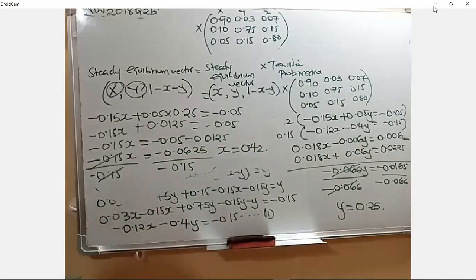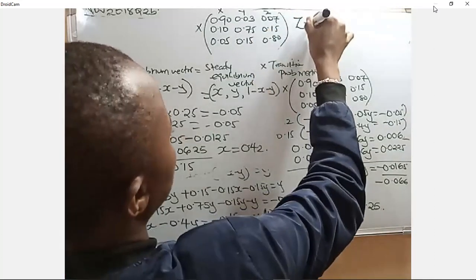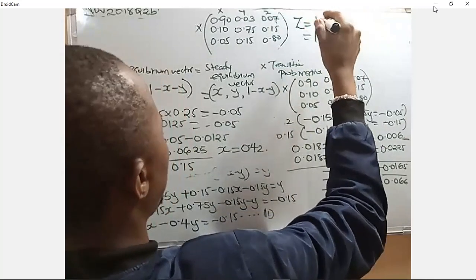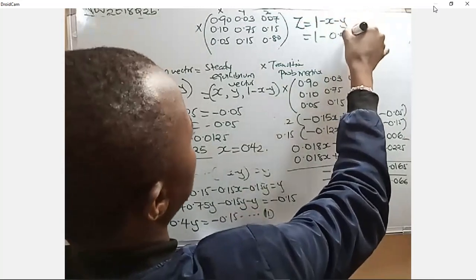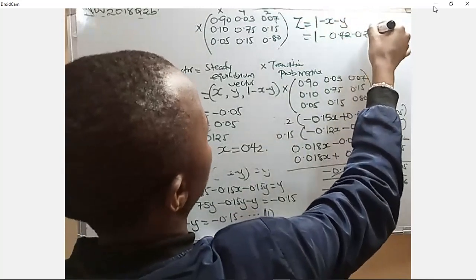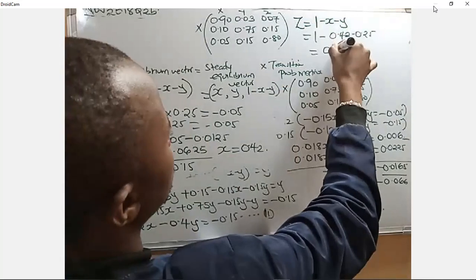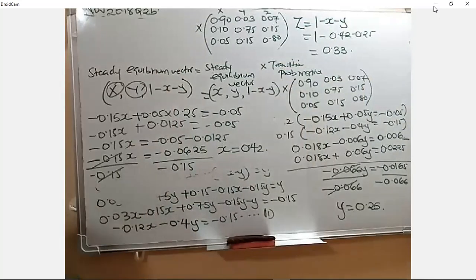You have x and y. How can we be able to determine z? We just say, for z, the market share for z, we take 1 minus x minus y. In this case, it is 1 minus 0.42 minus 0.25, getting 0.33. Those are the market shares when you are using the long run vectors. Is it okay? Yes. Very good.